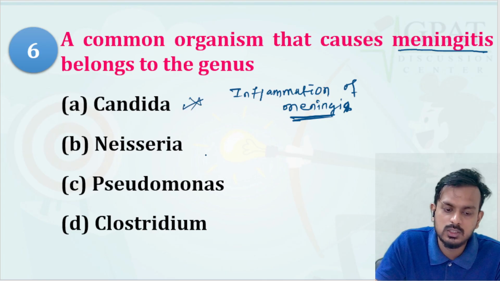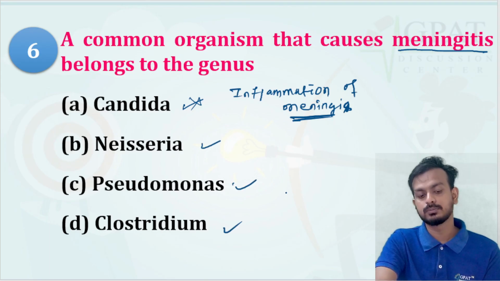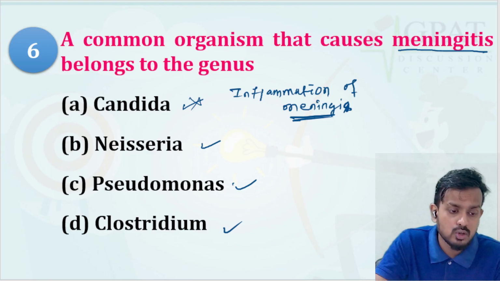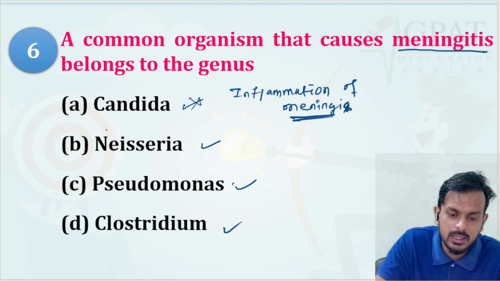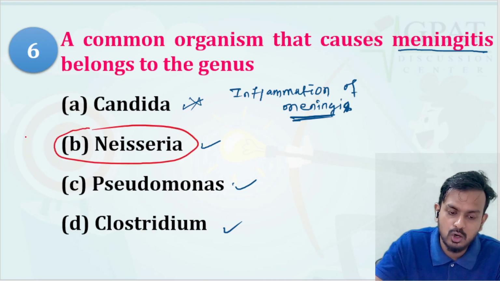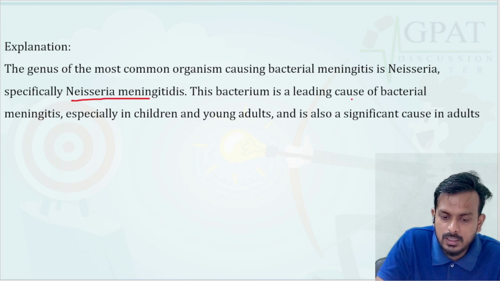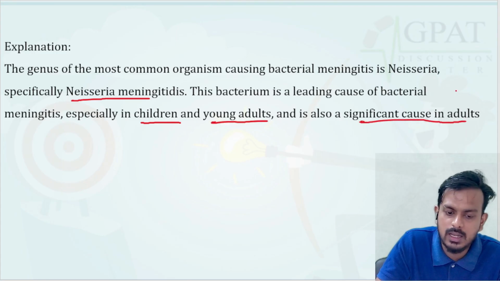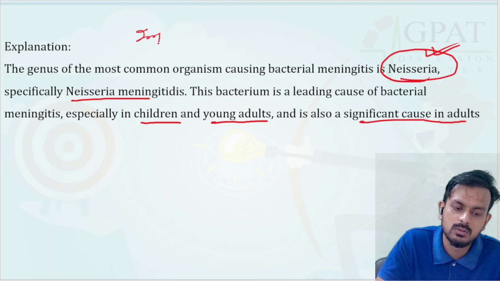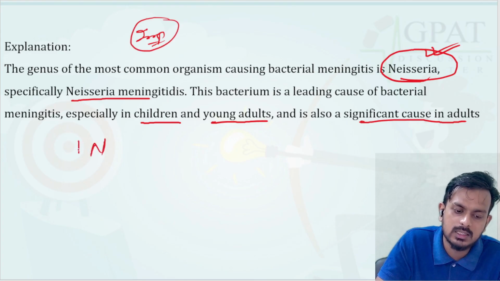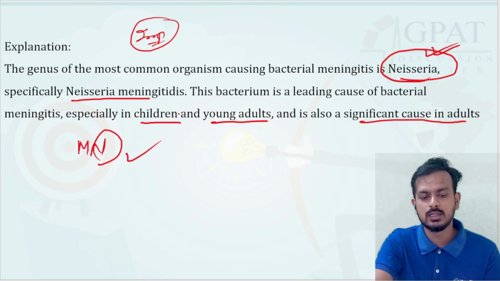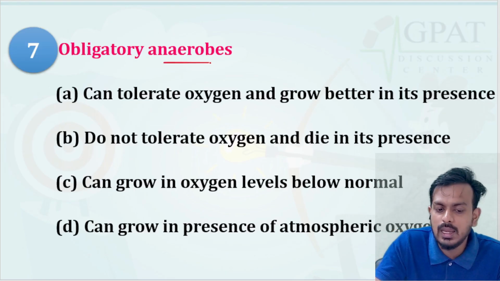Candida? No, it basically causes skin infection. Neisseria, Pseudomonas, Clostridium. Please remember that meningitis is basically caused by the genus Neisseria, as in Neisseria meningitidis. It is the bacterium leading to bacterial meningitis, especially in children and young adults, and a significant cause in adults too. Very important question, please remember. You can remember it like this: meningitis, M and N for Neisseria.